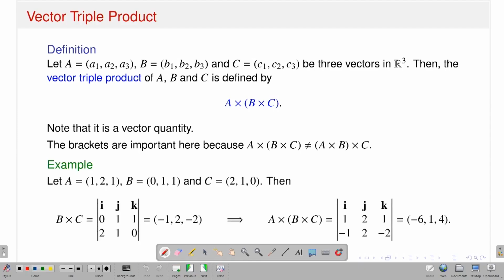For example, I take the vectors A, B, C like this: A equal to 1, 2, 1, B is 0, 1, 1 and C is 2, 1, 0. Then first I have to compute B cross C, which is minus 1, 2, minus 2. Then cross product of A with B cross C. So, that is computed here and which gives minus 6, 1, 4.